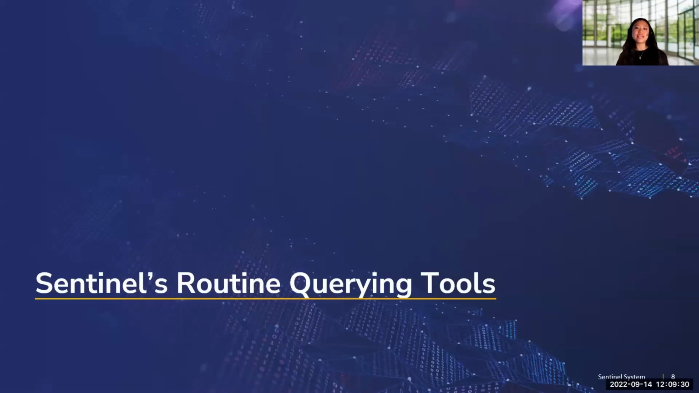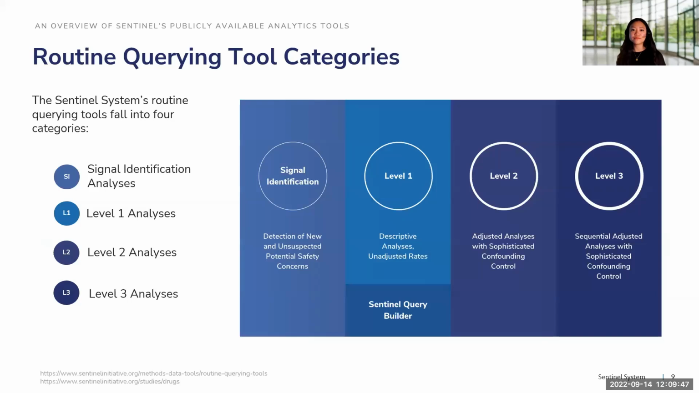Once healthcare claims data are formatted in the SCDM, a series of analytics programs or tools can be applied to perform descriptive and inferential data analyses. These tools are known as Sentinel's routine querying tools. The Sentinel system's routine querying tools fall into 4 categories.